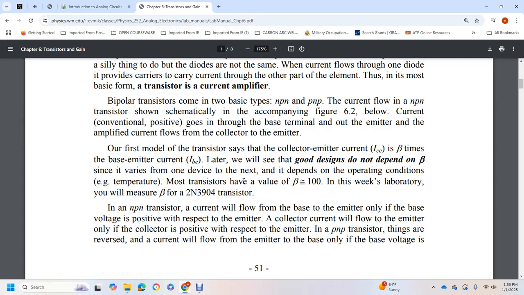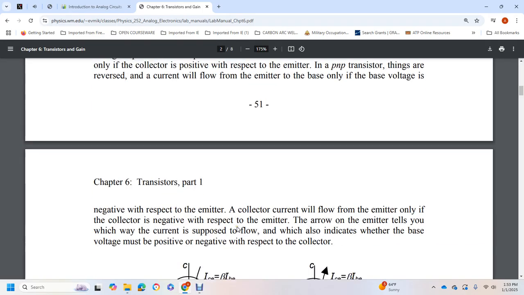For the NPN transistor, current will flow from the base to the emitter only if the base voltage is positive with respect to the emitter. Collector current will flow to the emitter only if the collector is positive with respect to the emitter. For the PNP transistor, things are reversed: current will flow from the emitter to the base only if the base voltage is negative with respect to the emitter, and collector current will flow to the emitter only if the collector is negative with respect to the emitter.